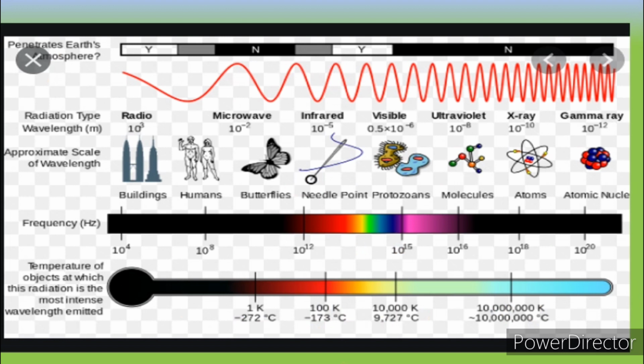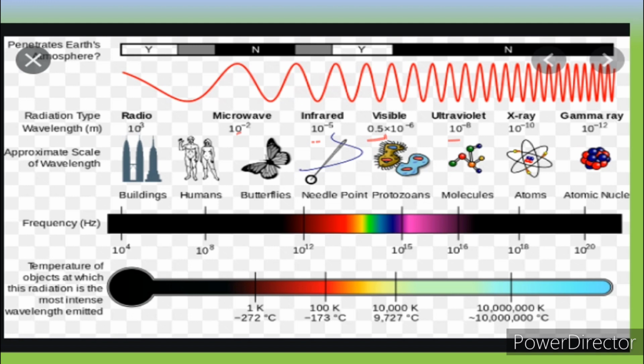Now, if you want to know the wavelength ranges: radio waves have wavelength in the order of meters, 10 power 3 meters. Microwaves are in the order of 10 power minus 2, infrared is 10 power minus 6, and visible light is about 0.5 times 10 power minus 6, or in nanometers, 500, the midpoint of visible light. Then ultraviolet is 10 power minus 8 meters, X-rays 10 power minus 10, and gamma rays 10 power minus 12. These are the approximate wavelength ranges.